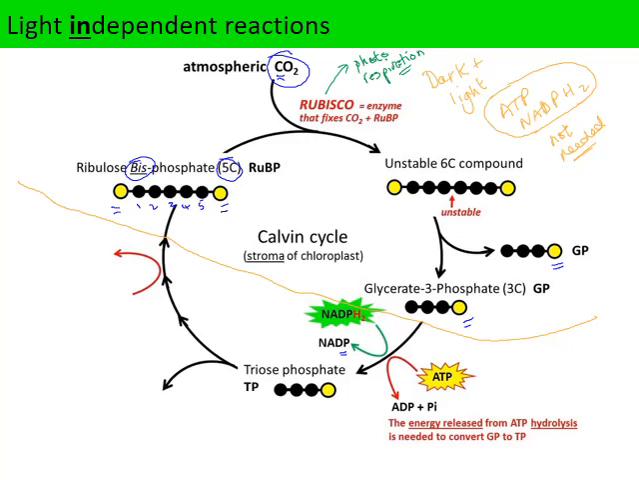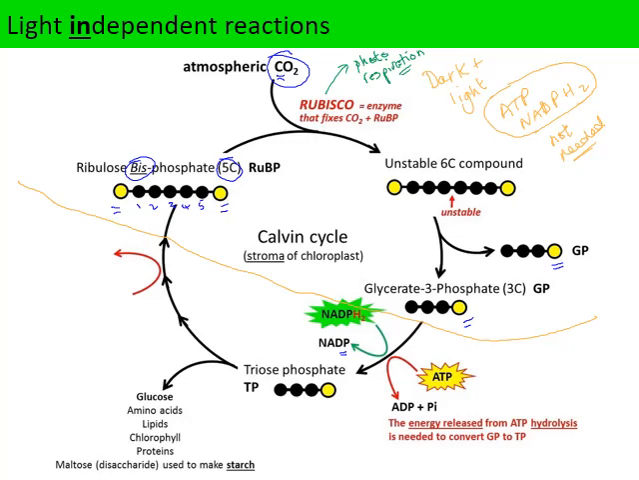Now, once triose phosphate has been formed, we know that's the carbon backbone that will be used to make organic molecules like glucose or sucrose, amino acids that we know contain a bit of nitrogen, many lipids, different types of lipids like triglycerides made from fatty acids and glycerol.